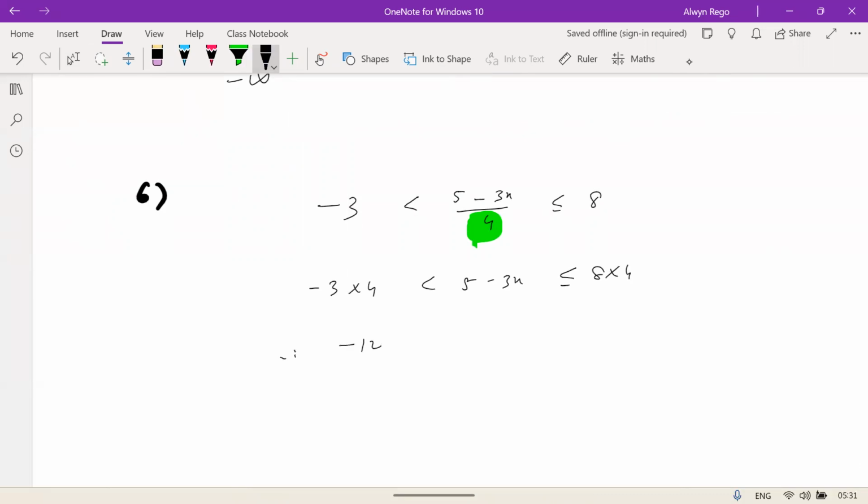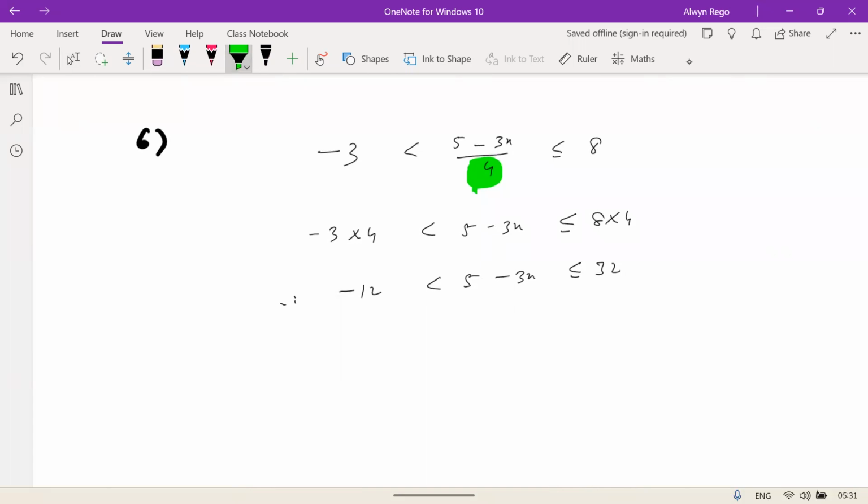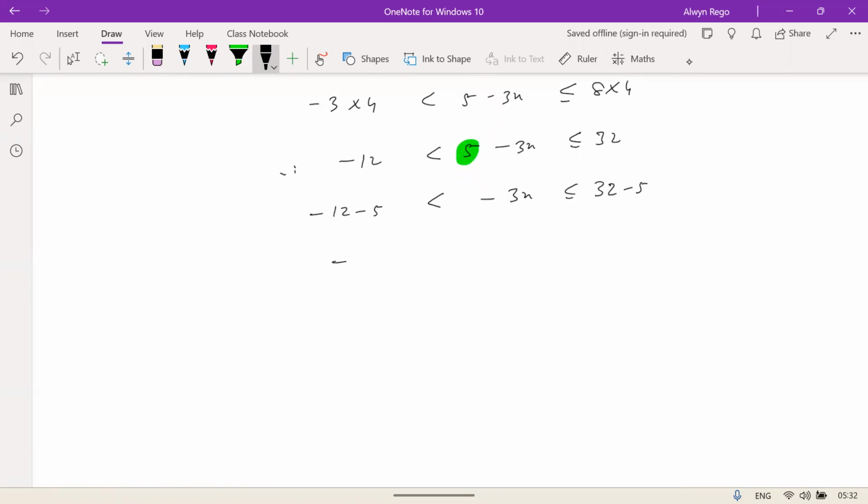Therefore, you find that negative 12 is less than 5 minus 3x is less than or equal to 32. Now I need to get rid of the constant part, which is 5. So you subtract 5 throughout. That is subtracting throughout, removing 5 throughout. So you have negative 12 minus 5 is less than negative 3x is less than or equal to 32 minus 5. Therefore, negative 17 is less than negative 3 times x is less than or equal to 27.